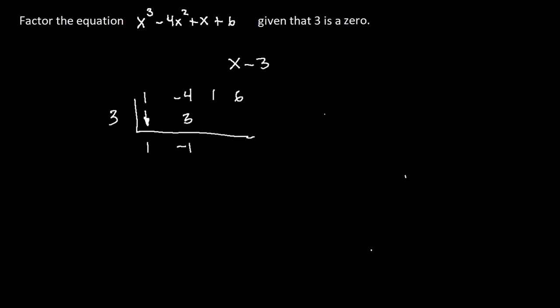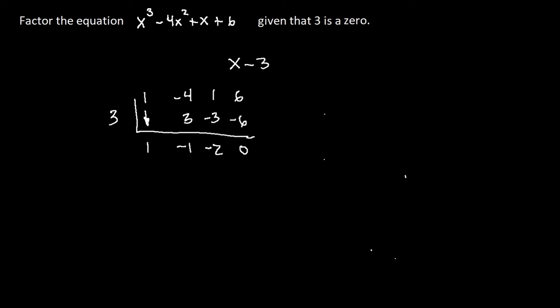3 times negative 1 is negative 3. 1 plus negative 3 is negative 2. 3 times negative 2 will be negative 6. And notice that 6 plus negative 6 is a 0. That means the remainder is 0. Now these results should be your new function.